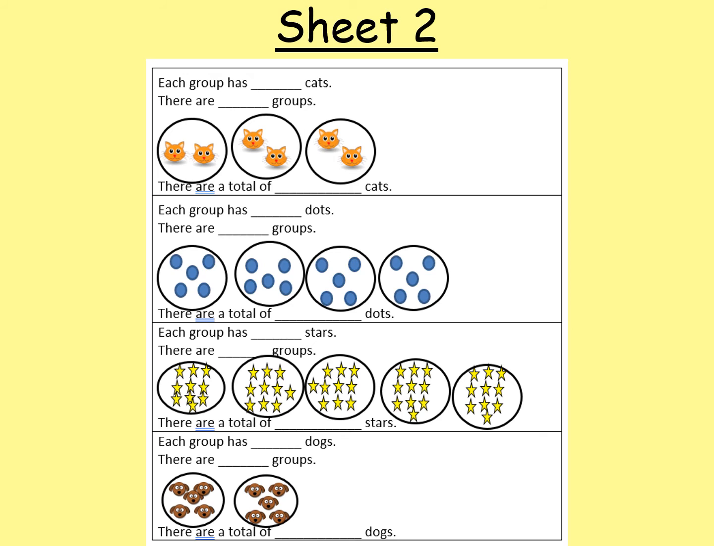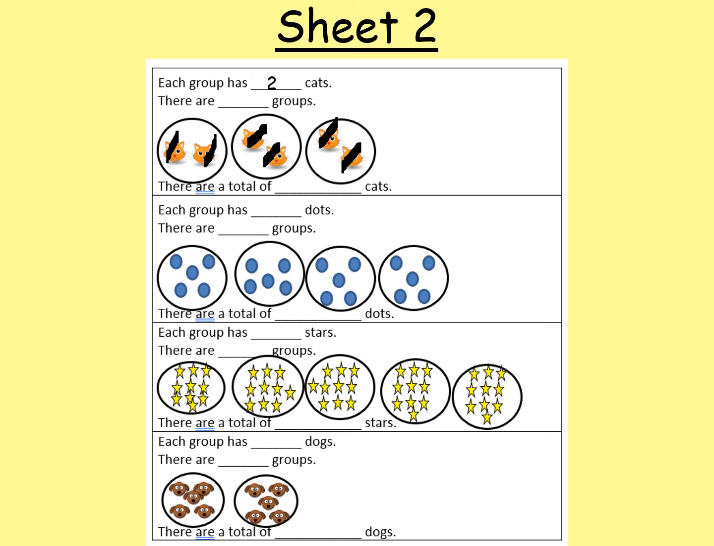Okay, guys, right, so we've got the sheet here, the second sheet that you can download from Facebook, or you can just do it looking at it here now. It says each group has how many cats? Let's do this one together. This group has got 1, 2. This group's got 1, 2, and this one's got 1, 2. So each group has 2 cats. There are 2 cats in each group.